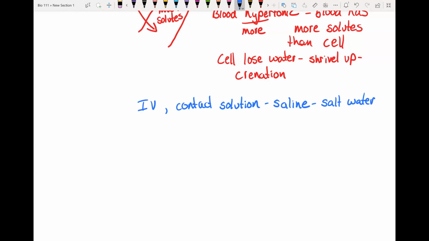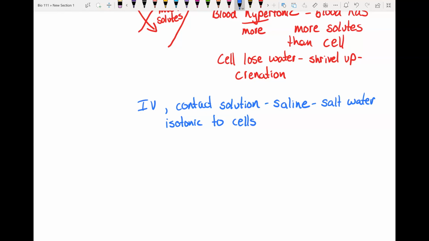And the reason that these things are a little bit salty is so that they are isotonic to your cells. When you get an IV, you want that IV fluid to be isotonic to your cells. That way, your cells don't shrivel up because they're losing water if it's too salty, or they don't swell and burst because you're getting too much water if it were plain water.